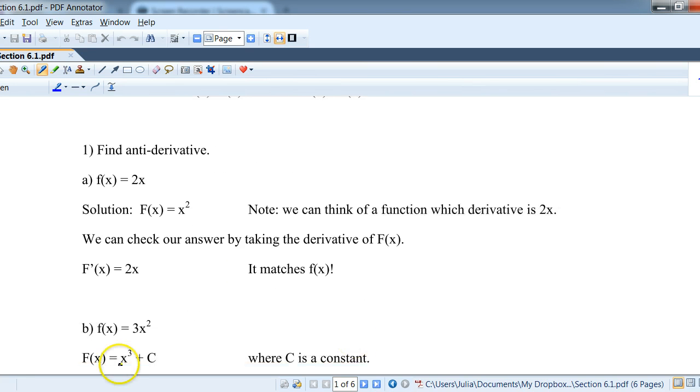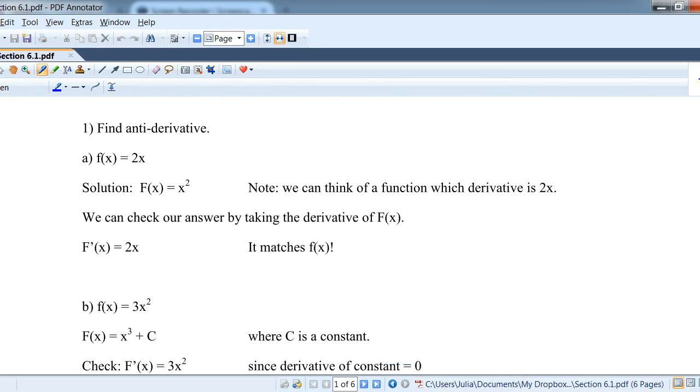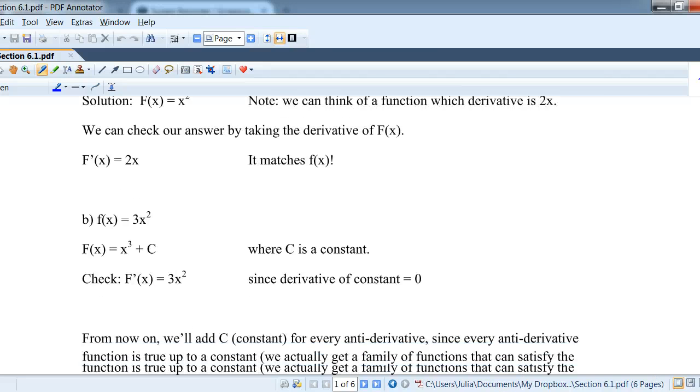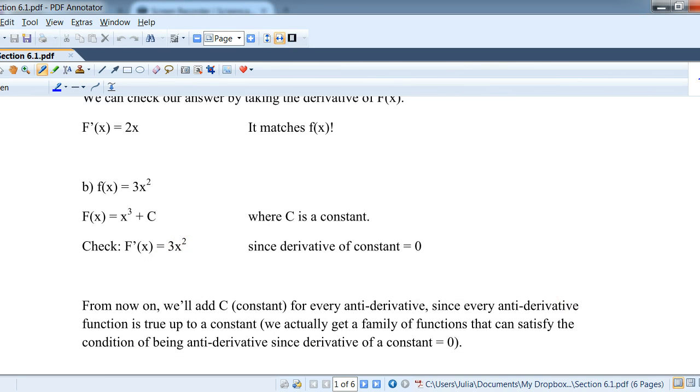And if it's 3x squared, similarly, the antiderivative is x cubed, but this time we're going to add a constant, because if you think about it, it's not just a single answer, but a family of functions up to a constant, because you can add 5, for example, or subtract 100, or add 0.5, and so on. So the constant could be anything, but because the derivative of it is 0, when we integrate or take the antiderivative, we can add a constant. And in a lot of applications, as we'll see, we're actually going to solve for that constant, so some other information would be given.